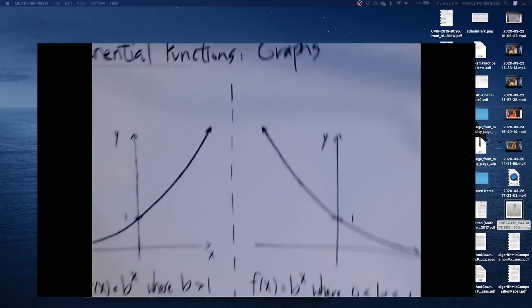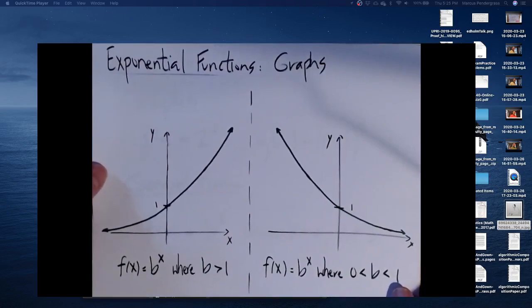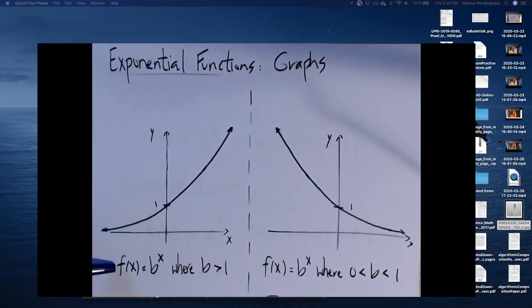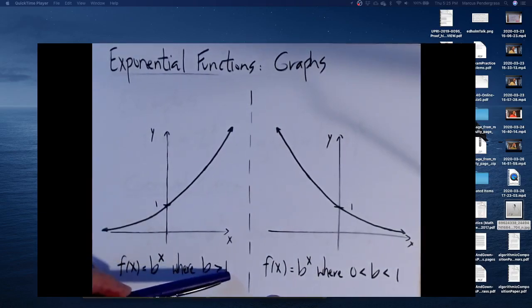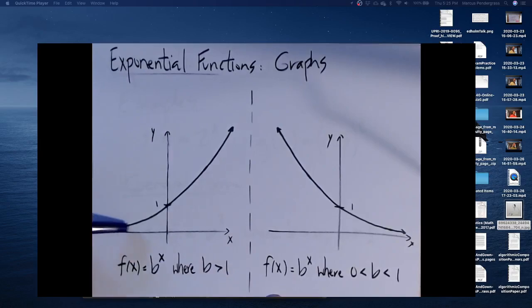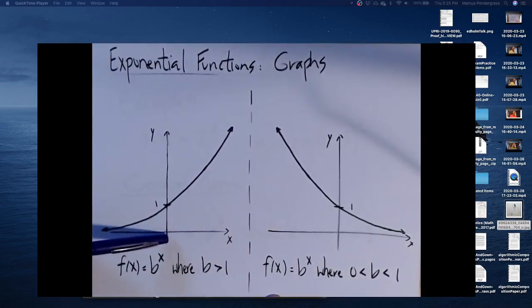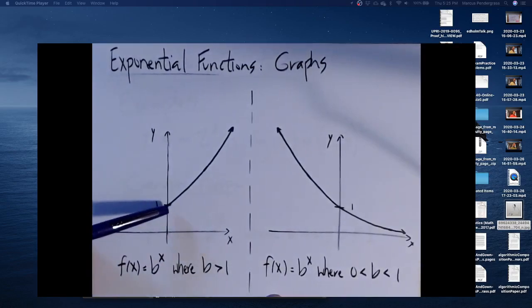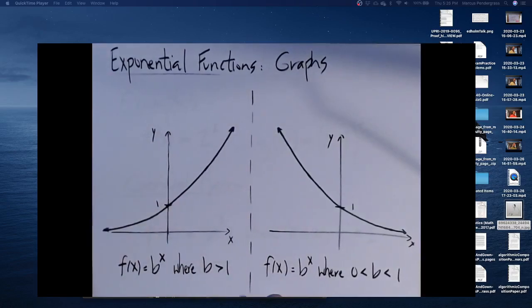So let's take a look at these functions. First, we'll start with their graphs. Here you have the graph on the left of an exponential function b to the x, where b is bigger than 1. So we see that the function is increasing. Of course, when x equals 0, b to the 0 power is 1, because anything to the 0 power is 1.